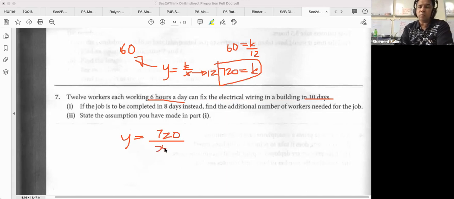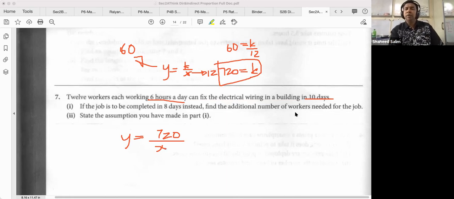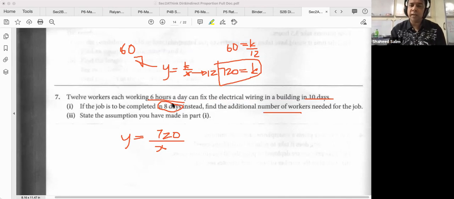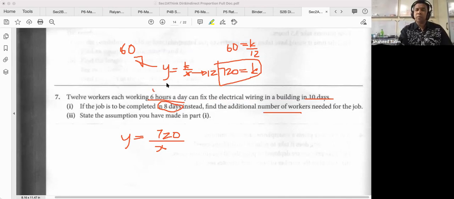And then we ask ourselves, what is it you want to find? Oh, you want to find the number of workers first. So down here, they say can only use 8 days. And how many hours are there in 8 days? 1 day is 6 hours, right? 8 days, 8 times 6, 48. So we are given an ultimatum here. This one is supposed to be 48 hours. So how many men is needed? You can find out how many men is needed by finding the x.